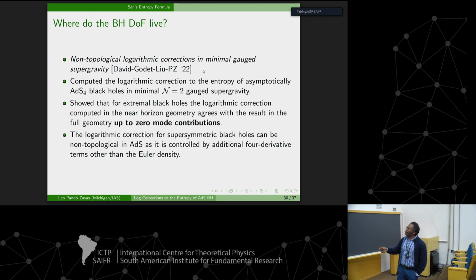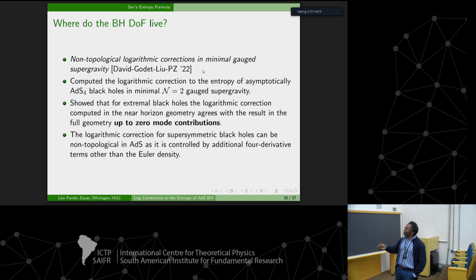With my former student Marina and postdoc Victor Golet, and this is not my colleague Jim Liu, this was an undergrad in Michigan. We study very generically AdS4 black holes in minimal N=2 gauged supergravity. And the idea was to compare the full computation of the black hole with its near horizon.